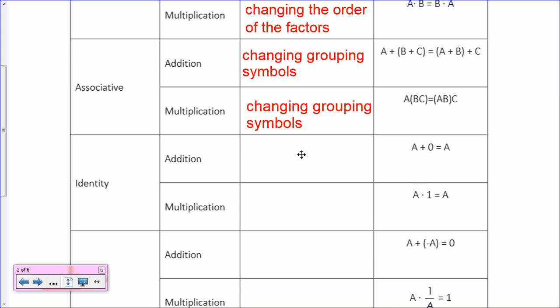Okay, but identity property for addition, it just means that the sum of a number and 0 is the original number.